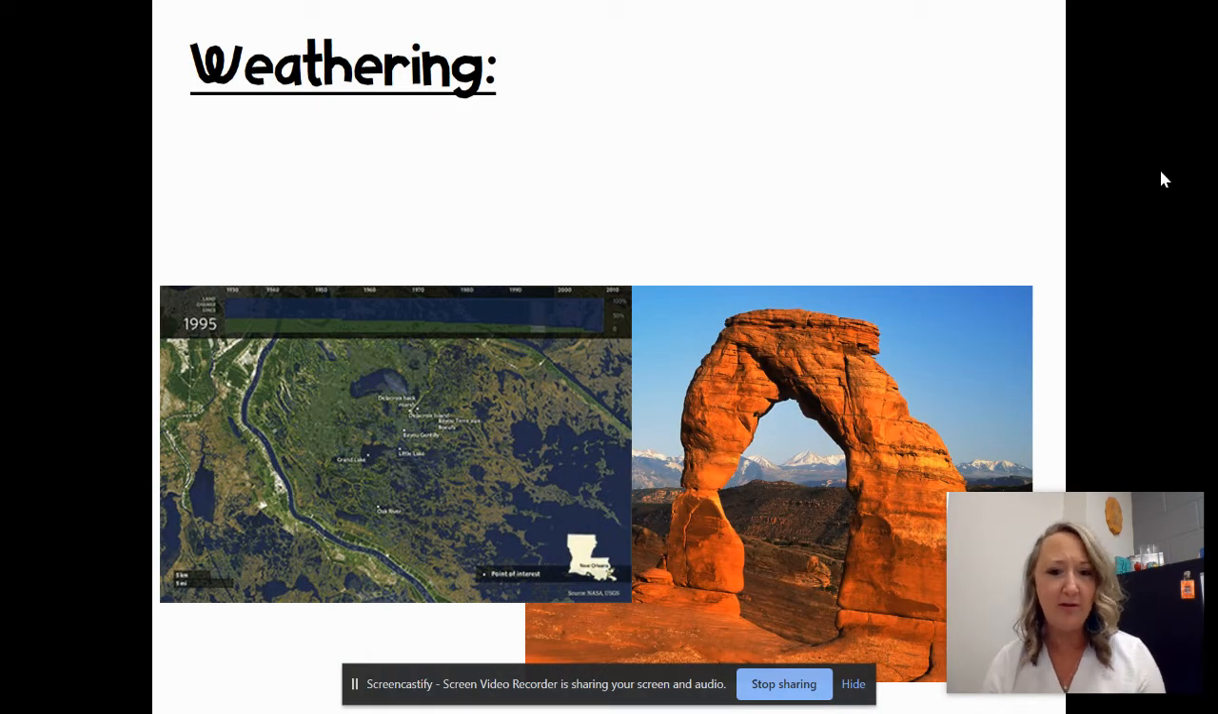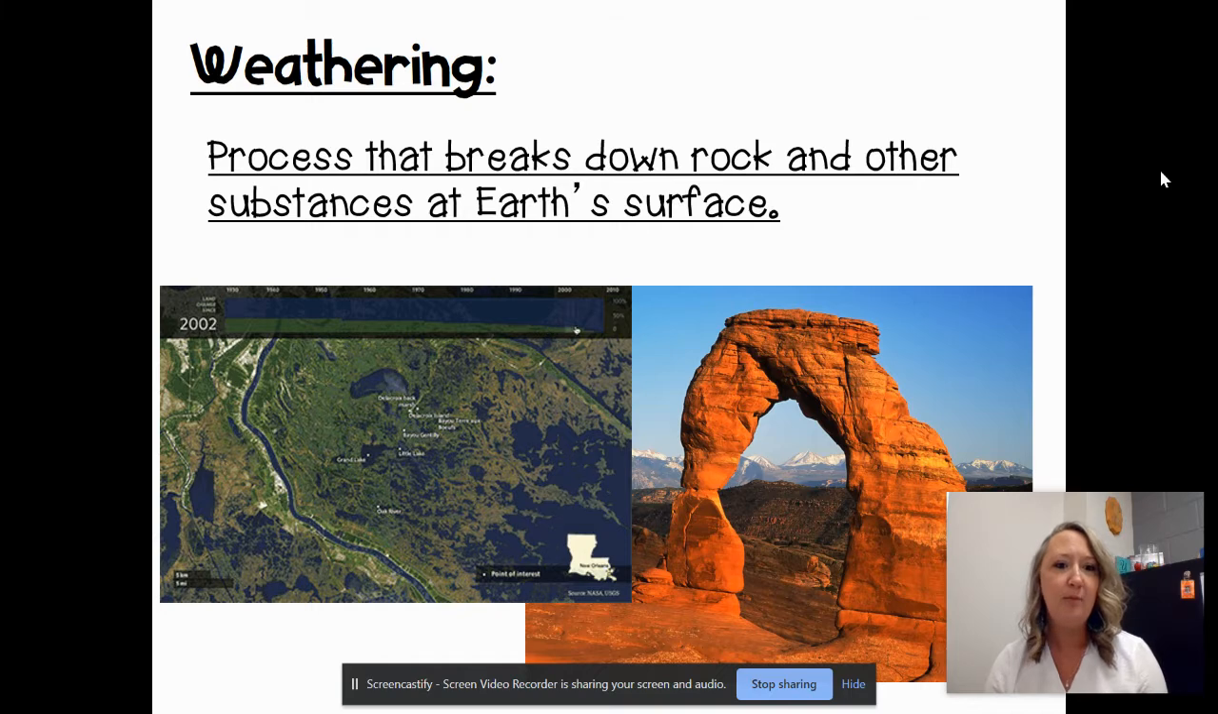When we talk about weathering, we're talking about a process that breaks down rock and other substances on the Earth's surface. So if you're filling in your printable notes, you're going to find the box that has the giant W, and you're going to write weathering in big letters. And then you're going to fill in that definition for you to have as a reference. You can see these two pictures.